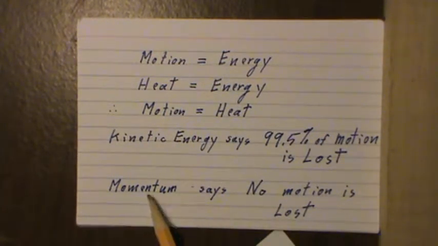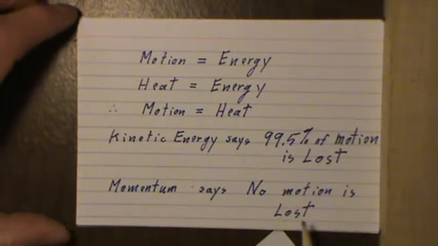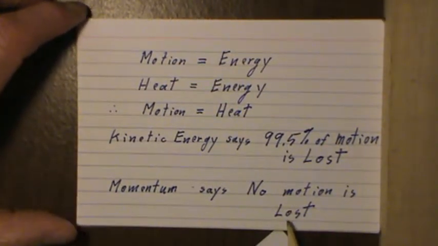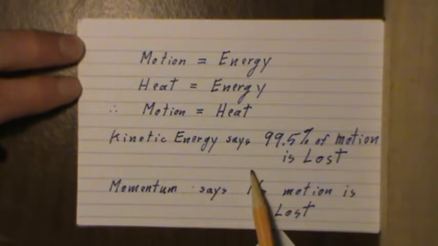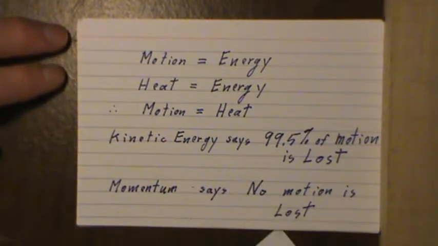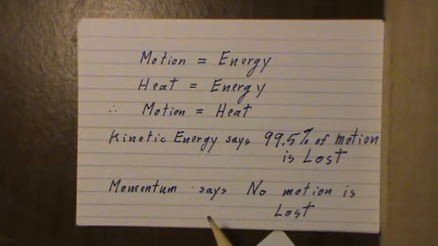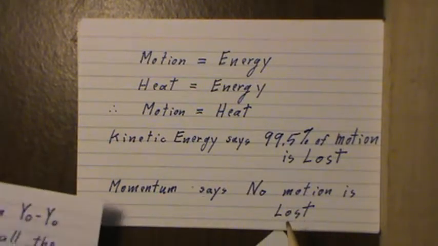Now momentum says that there is no motion lost. None. You have the same amount of momentum on one side as you do on the other. There is no momentum lost. So one says just about everything is lost. The other one says nothing is lost as far as motion.